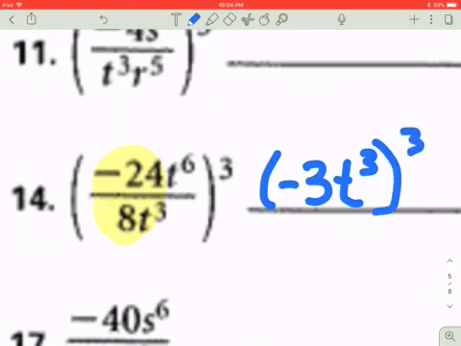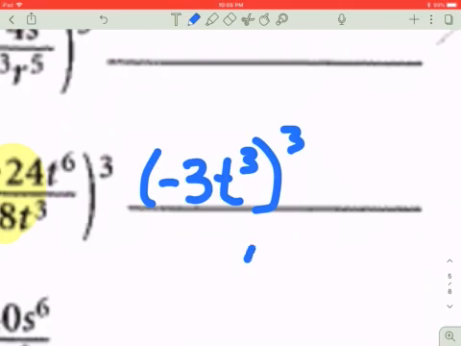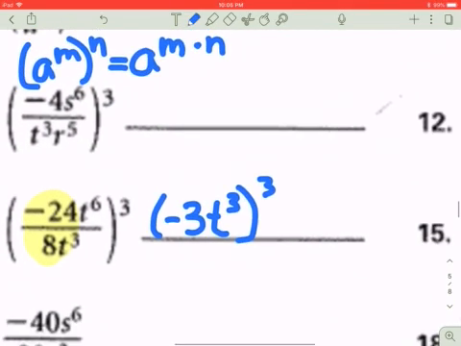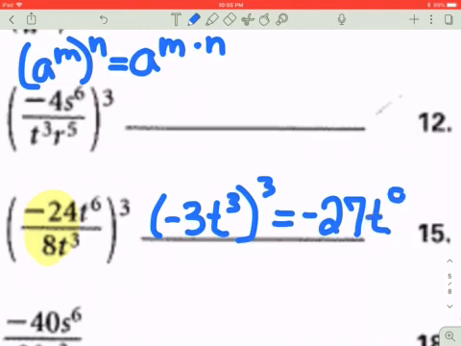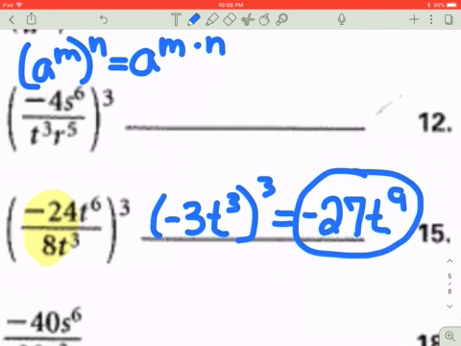Whenever I have a chance to, I want to simplify inside my parentheses first. Once I'm done here, then I can apply that exponent on the outside. Kind of like PEMDAS, guys. We do parentheses first. So that leaves me with a -27, because -3 times -3 times -3, t to the 9th. Because don't forget, you treat your coefficients normally, so that's a normal 3 to the 3rd. But with my exponents, I just multiply 3 times 3 to get 9.